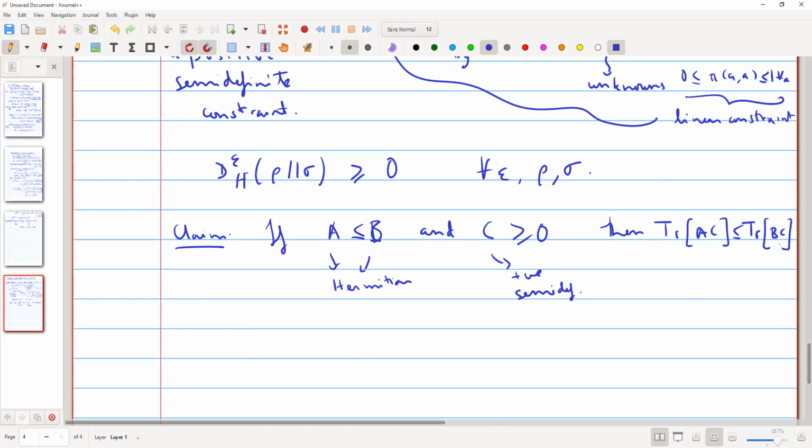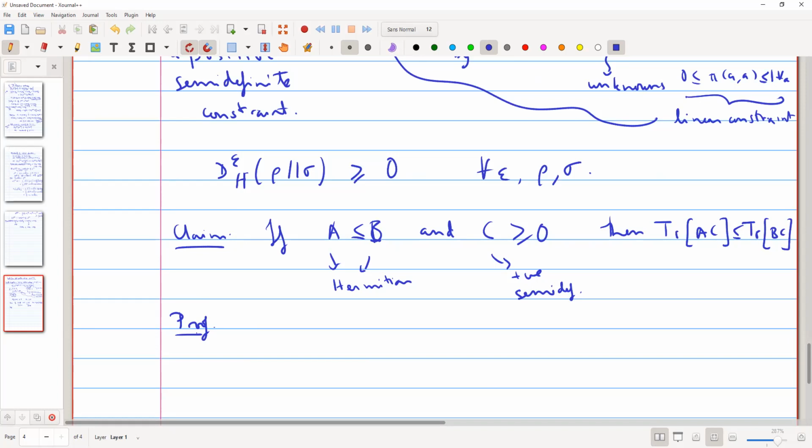Before you go to matrices, let's look at the scalar analogs of it. Scalar analogs means when these A, B, C are real numbers. Hermitian matrices are like real numbers. Or in other words, the matrices are 1 by 1 matrices. Can I take a guess as to the proof?